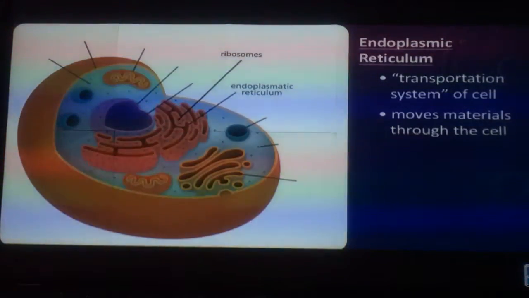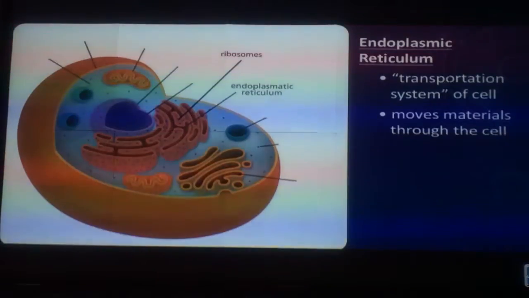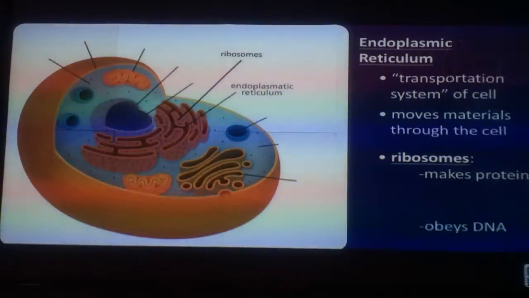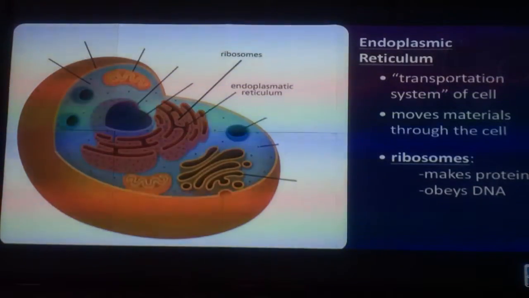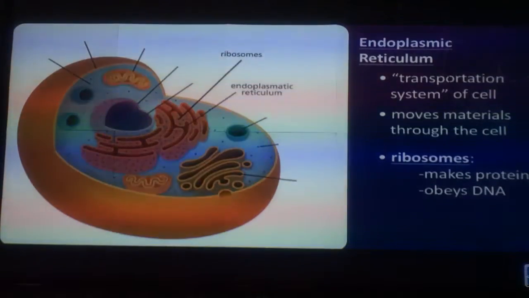Now, alongside the endoplasmic reticulum, you notice these little dots. They're called ribosomes. And ribosomes are very important. They make protein. And they also obey the DNA that is inside the nucleus. Protein is very important for your body. Protein is needed to make strong muscles.